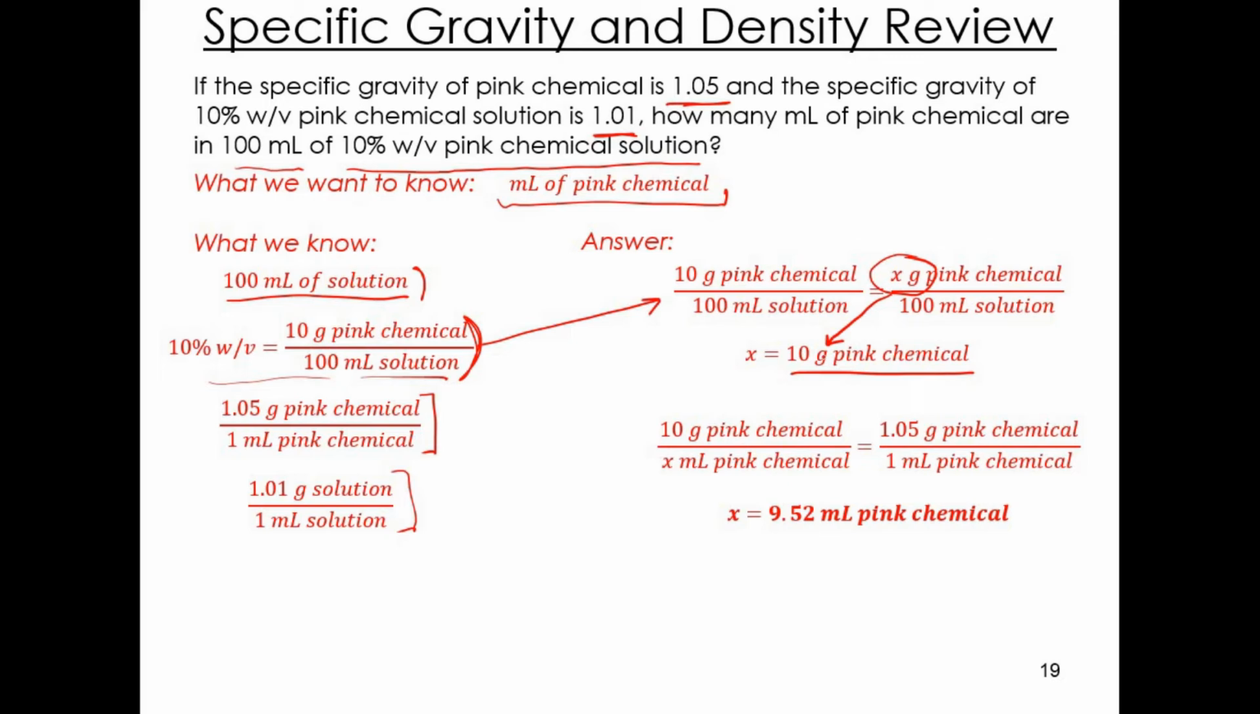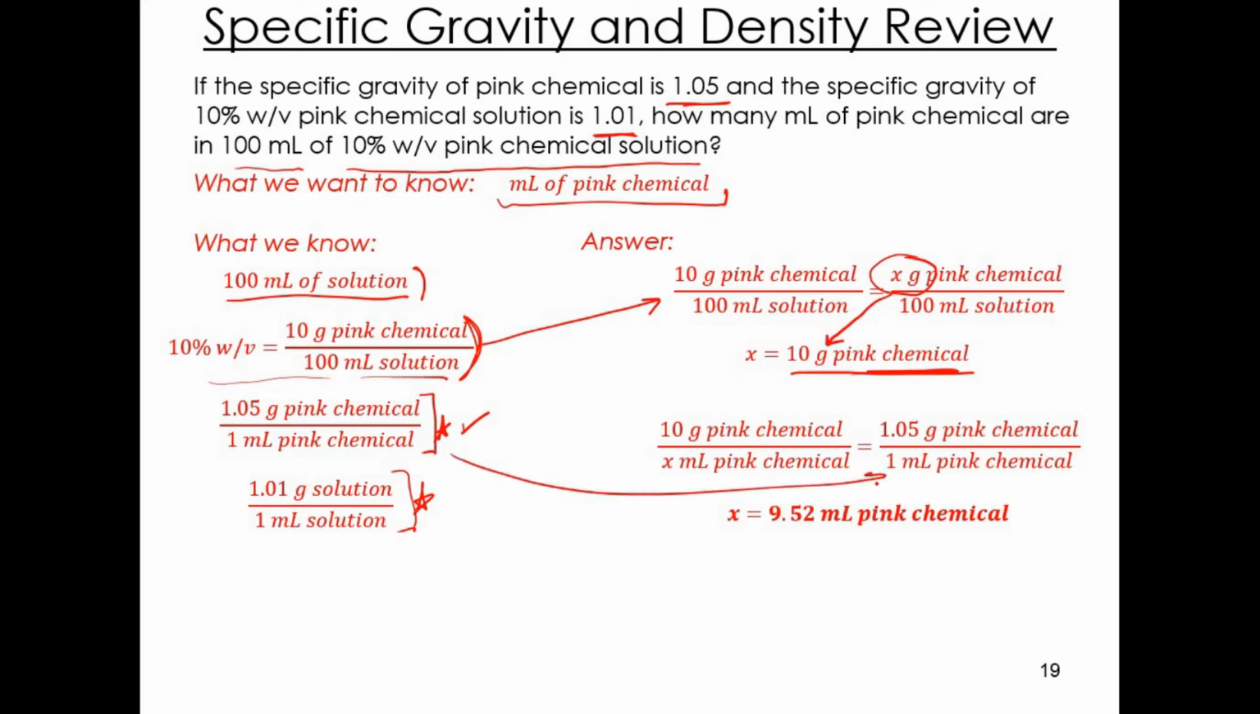They're to take the mass of some substance and convert it to the volume of that substance. And so which do we use? Do we use the density of pink chemical or the density of solution? Well, it should be obvious that since we're wanting to convert the mass of pink chemical to a volume, we should use the density for pink chemical and not for the solution.